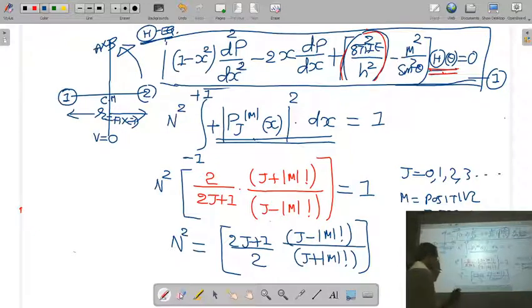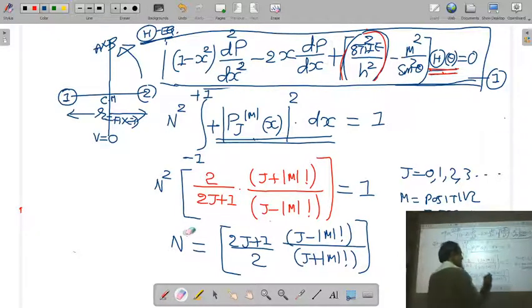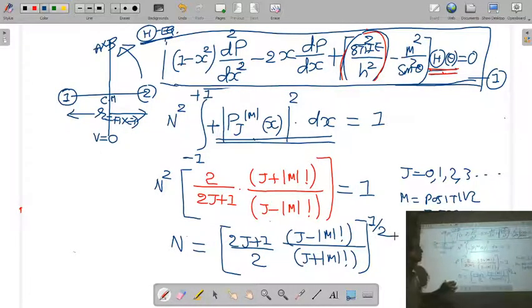Now, taking the square root on both sides, N is equal to 2j plus 1 upon 2, j minus m factorial upon j plus m factorial, raised to 1 by 2. So this is the value of normalization constant N for the theta function. I put this value of N into the solution of the theta equation.